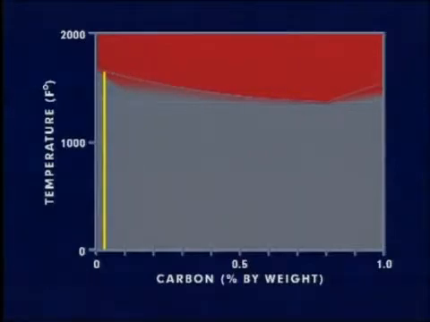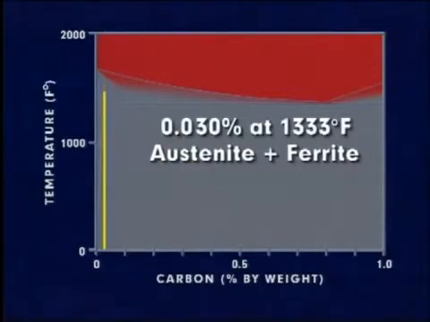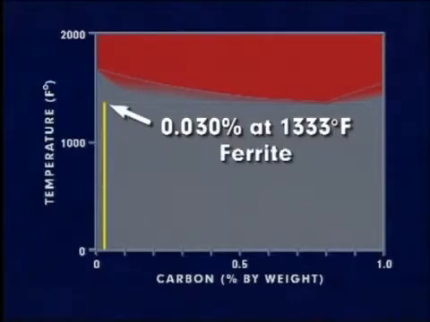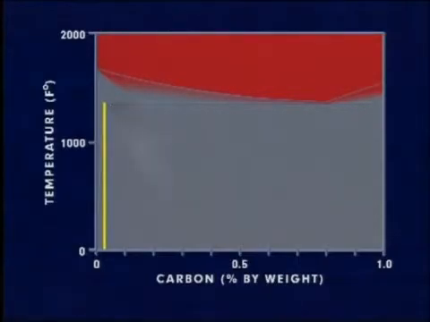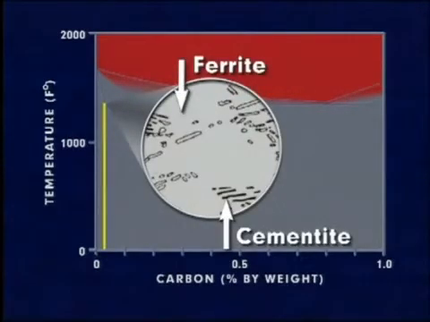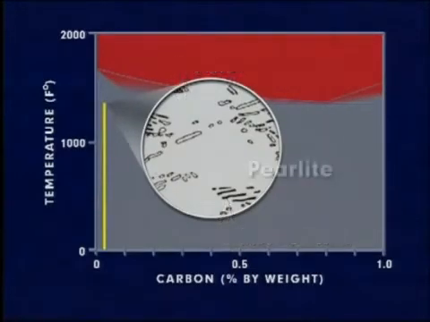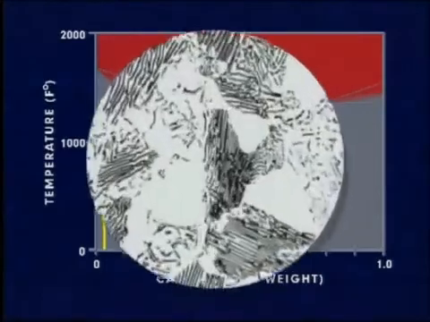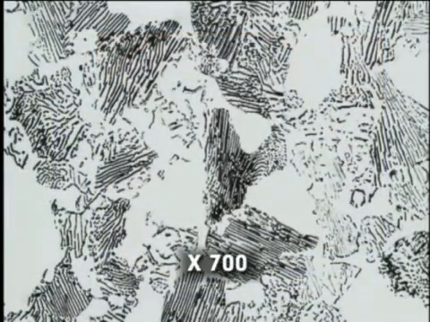As cooling continues, more and more ferrite is formed, until at 1,333 degrees Fahrenheit, the remaining austenite transforms completely. Ferrite can retain only 0.025% carbon at this temperature. So to accommodate the carbon in excess of this amount, the remaining austenite transforms to a mixture of ferrite and cementite in alternating thin, plate-like layers. This structure is referred to as pearlite. At room temperature, the steel is mostly ferrite with patches of pearlite.